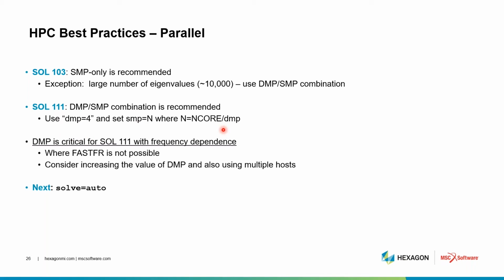DMP is critical for solution 111 with frequency dependence, where fast FR is not possible. Consider increasing the value of DMP and also using multiple hosts. So this is something that the automotive customers I know might be taking screenshots of. This is the best advice given by our HPC expert at MSC.